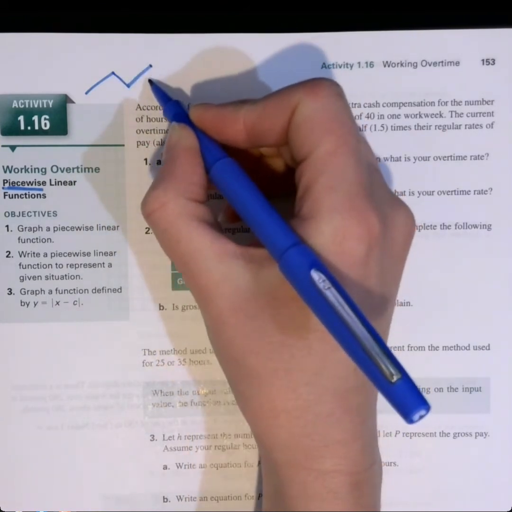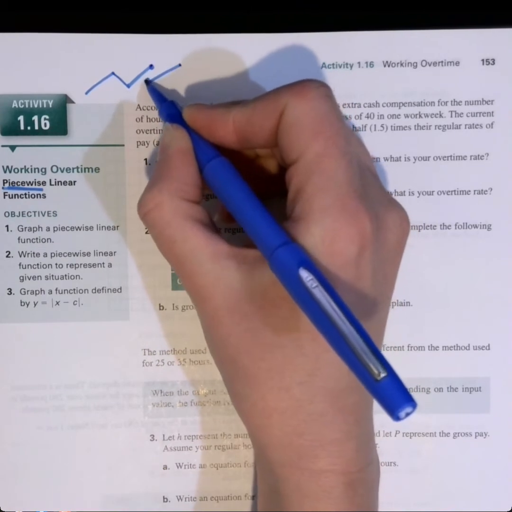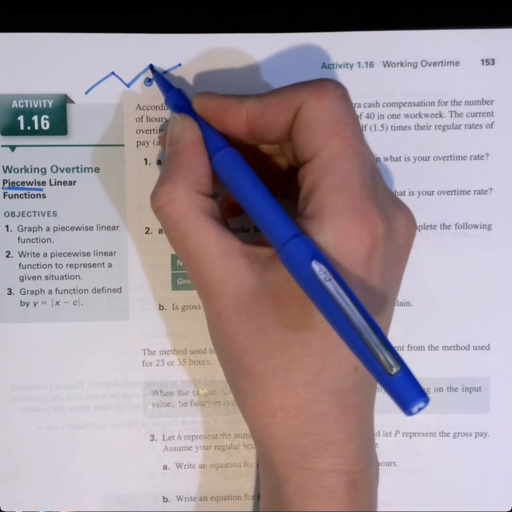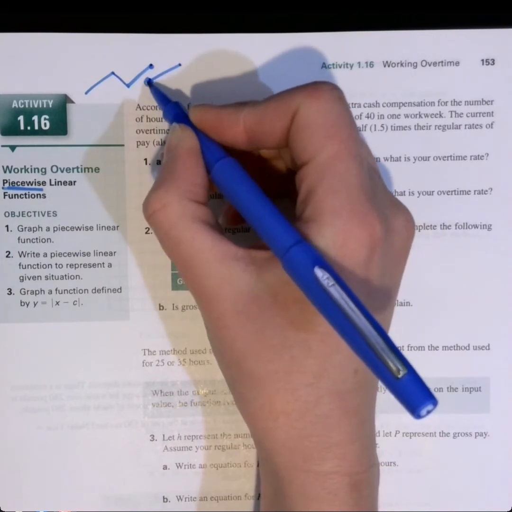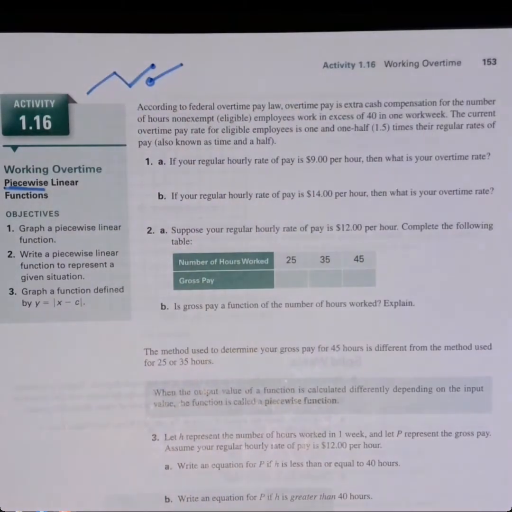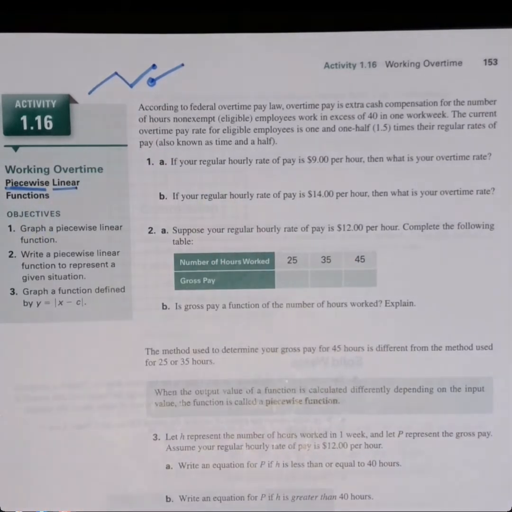The pieces don't need to connect necessarily, so I could actually add another piece down here as long as I had one closed circle, one open circle to indicate that the function stopped at this point, continued from but not at this point, and went on. So connected or not connected, either way, but in a piecewise linear function, every segment of this function is going to be linear, but there'll be more than one piece.